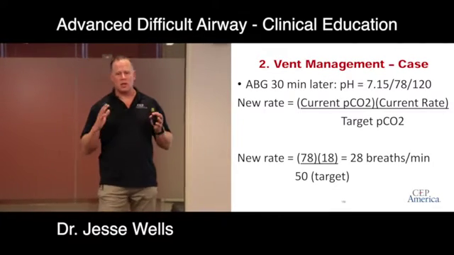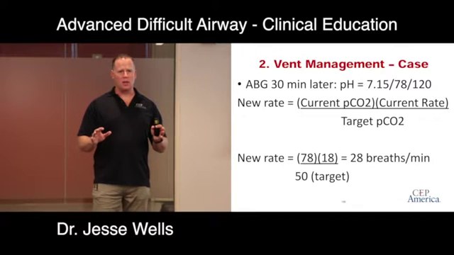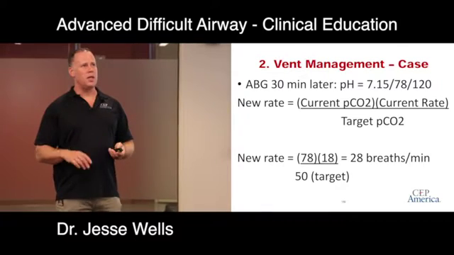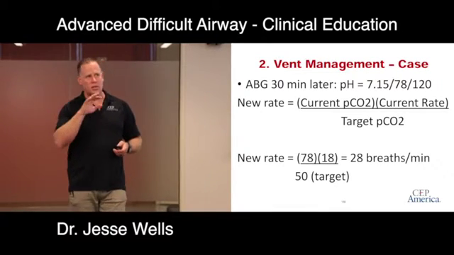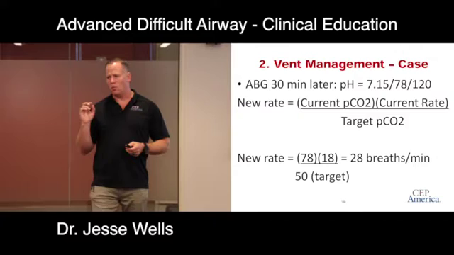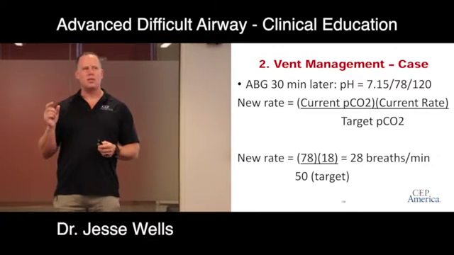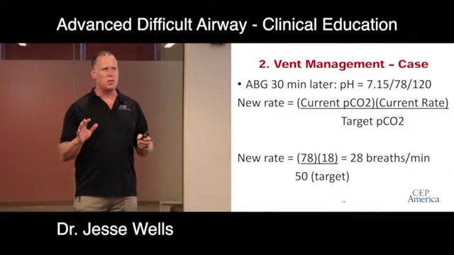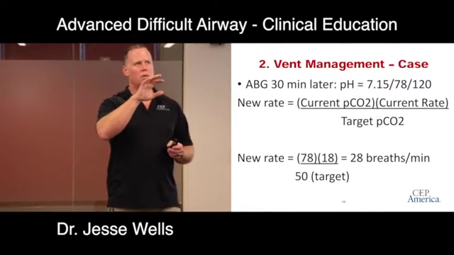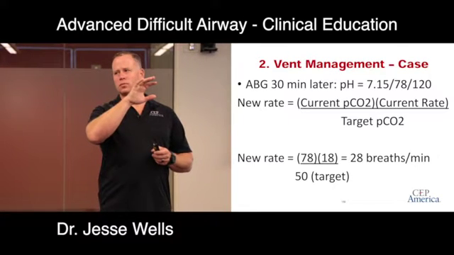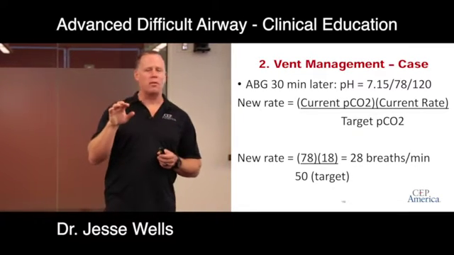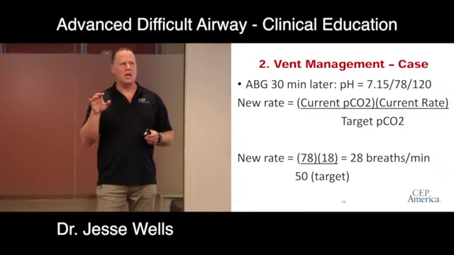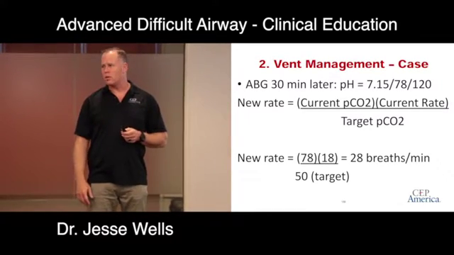So here is this awesome formula that makes you look like you can predict the future. The answer is going to be what you turn your rate to, and it's going to get you to your goal pH in 30 minutes. It's super simple. You take your current PCO2, which is what? 78. Times your current rate. What do we set our rate at? 18. And then what do you want your PCO2 to be? What do you want your target to be?